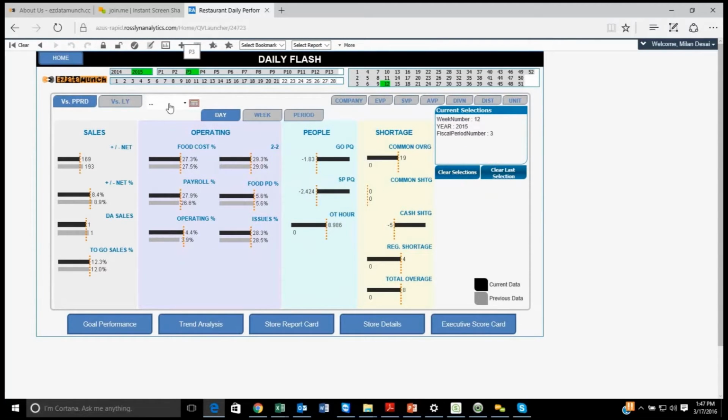As you can see, most of our applications come with predefined ways in which you will analyze information within a restaurant. So you're looking at sales, so net sales, net profit sales, DA sales.